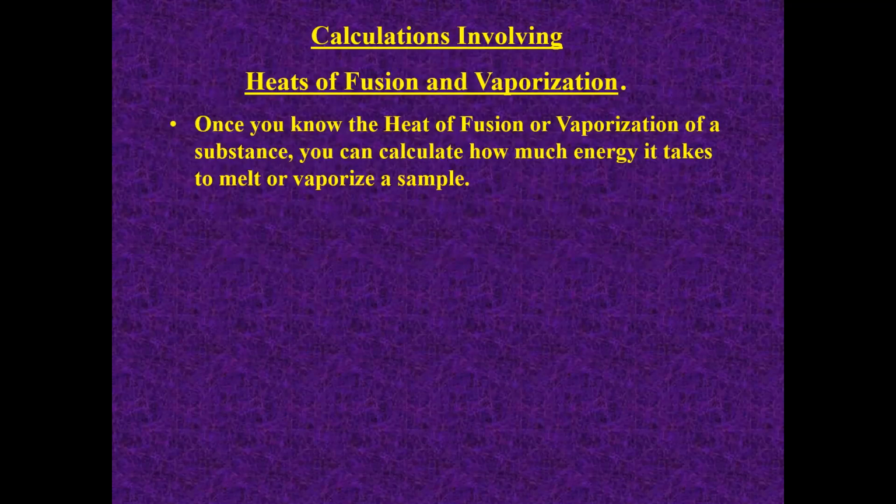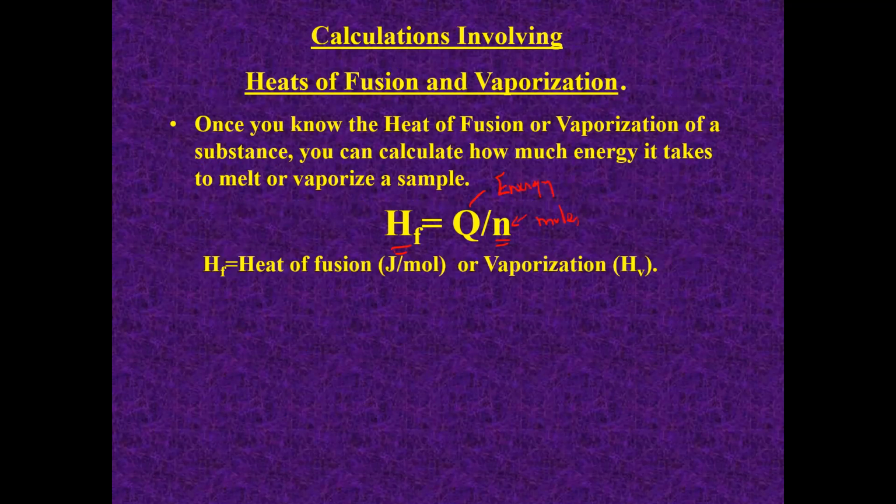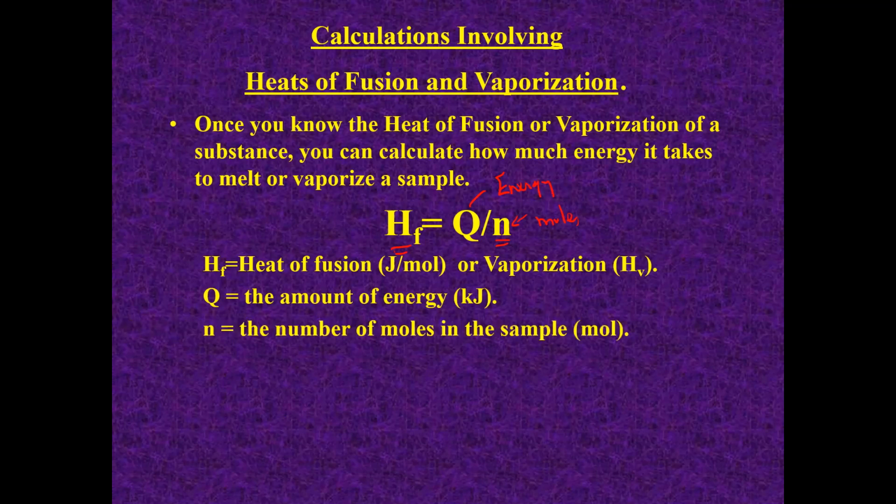Okay, so let's try some calculations. Once you know the heat of evaporation or fusion of a substance, you can calculate how much energy it takes to melt or vaporize a sample. And here is the formula. Heat of fusion is the amount of energy over the number of moles, right? This is my energy, so joules per mole. Q is in kilojoules. N is the number of moles. And you rearrange this, we can get the amount of energy is the number of moles times the heat of fusion.